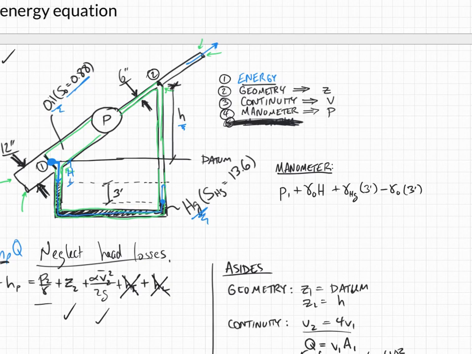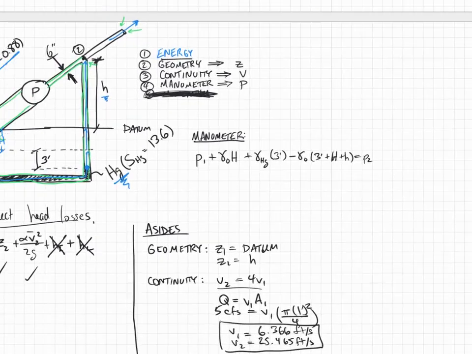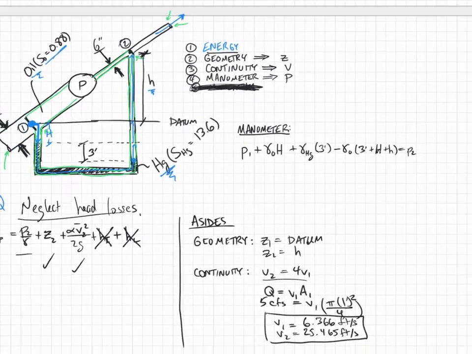We're going to come up here, big H, and then lowercase h. Right, so we didn't just come up 3 feet. We came up 3 feet plus lowercase h, or big H, plus lowercase h. And that got us to P2. All right, so that's the manometer equation.